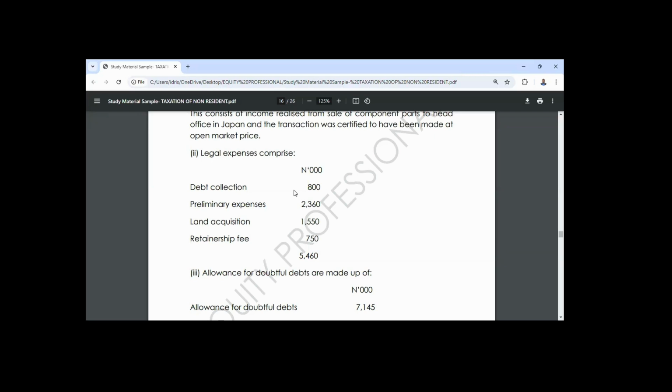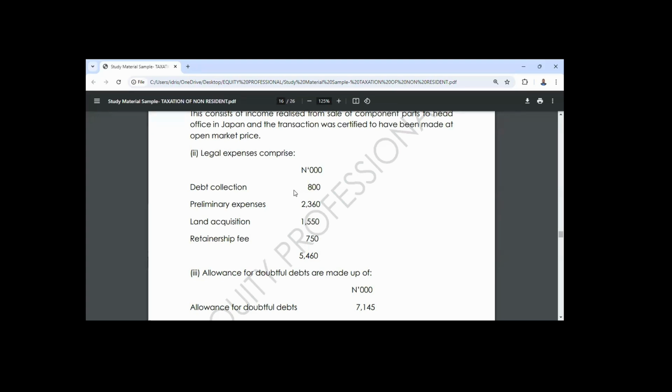Preliminary expenses, expenses you incur before you start a business, is it allowed? It's not allowed. You incurred these expenses before you started the business, and when you have actually started the business, you now want to use them as expenses. No, it's not allowed.